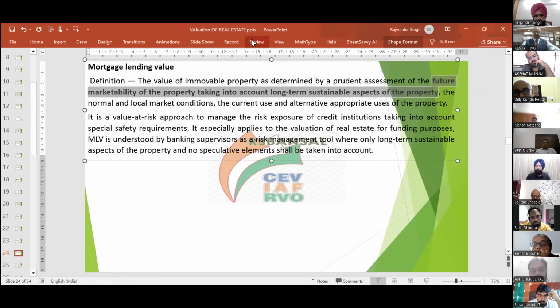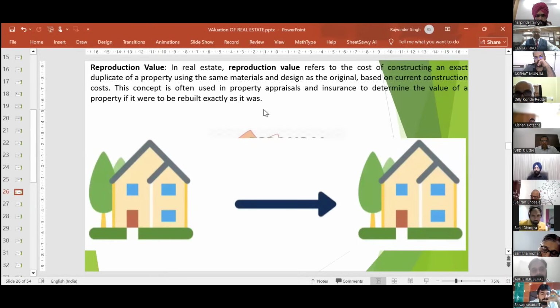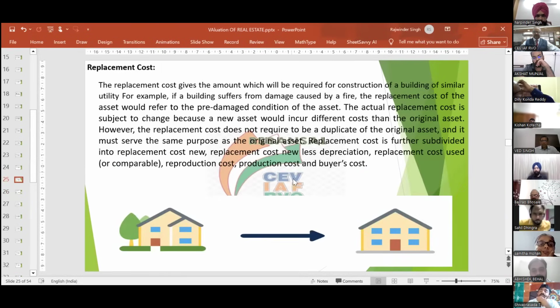So that value is called mortgage lending value, on the basis of which the amount of loan to be given by the banking or financial institution is decided. That is called mortgage lending value. So there are two things. One is replacement cost, another is called reproduction value. These are two important things.